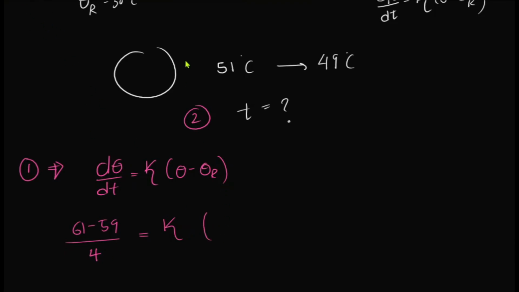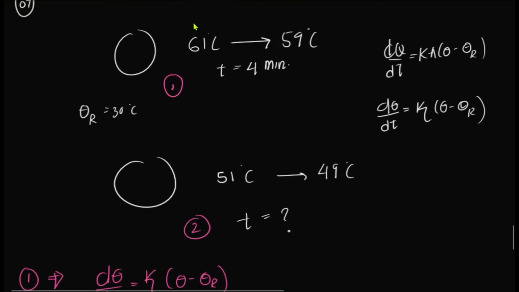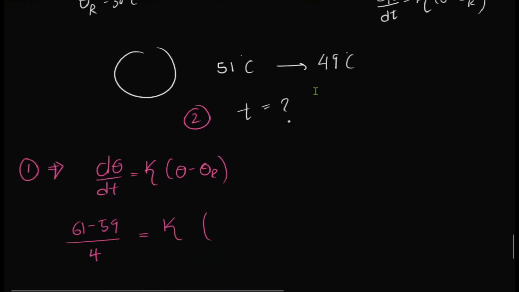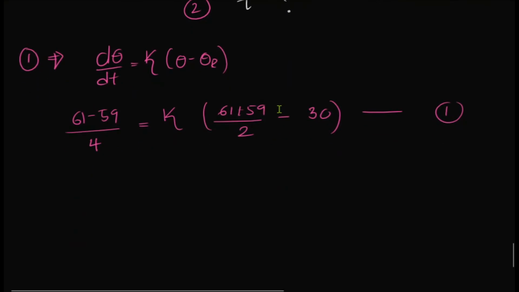What is the temperature of the object? Are we going to take it as 61? No, we can't take it as 61. We need to take the average of these two temperatures, because we do not know whether it is at 61 or 59; it's in between. So always take the average of the initial and final temperatures. Be very careful at this point, because most of you make mistakes here. So it is 61 plus 59 over 2. What is the room temperature? 30. So this is the first equation.